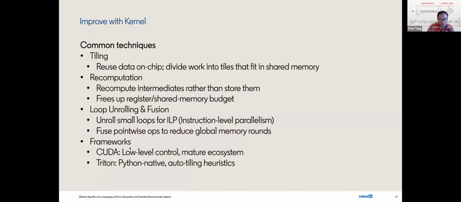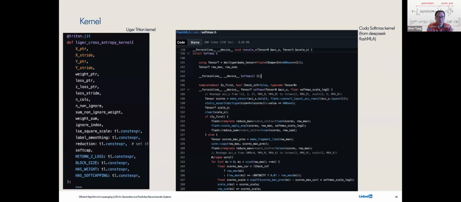We have two main frameworks, which are CUDA and Triton. CUDA gives more low-level control, and Triton is Python native. A lot of optimization is covered automatically, but you lose the lower-level, more granular controls. And here is a very high-level comparison.